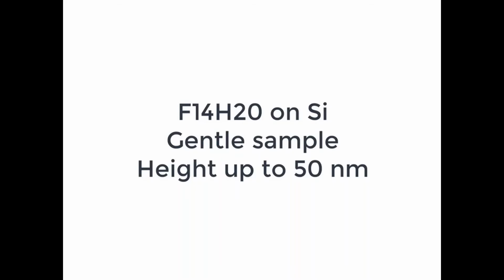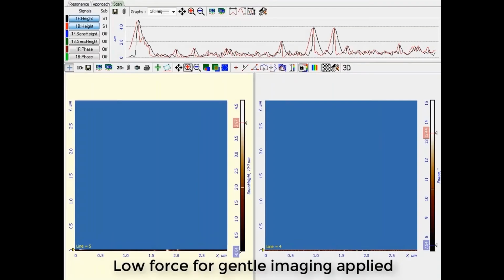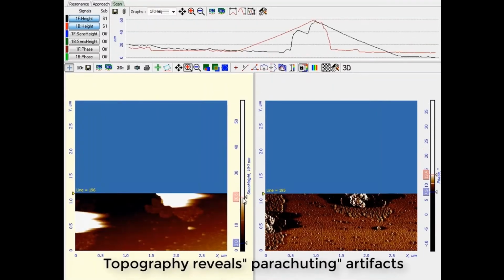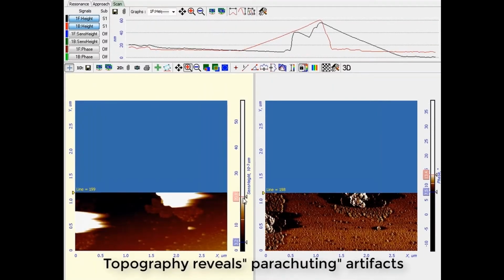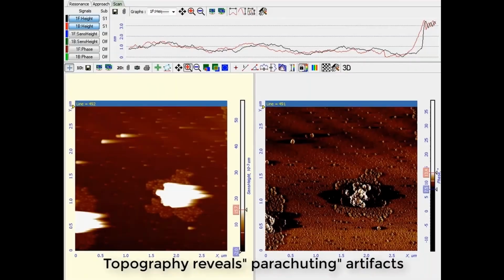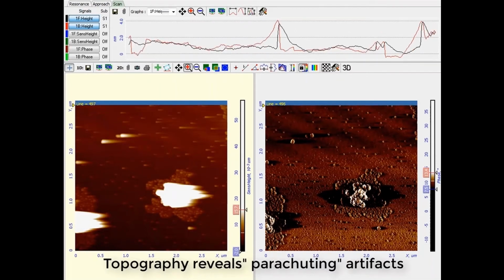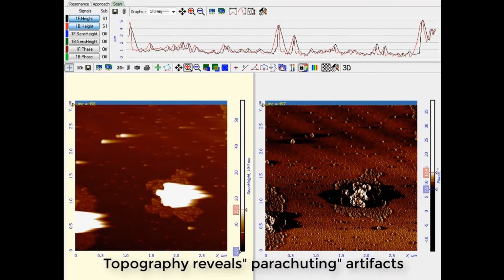For example, is it possible to develop some system that would allow to measure some samples, including gentle samples like fluoroalkanes F14, H20, that is given in this video example? That is quite difficult sample to measure because when we measure the sample with a low force, well, we have some artifacts that refers to the parachuting effect.